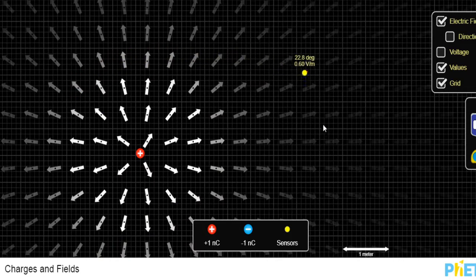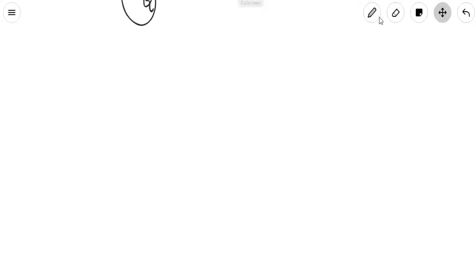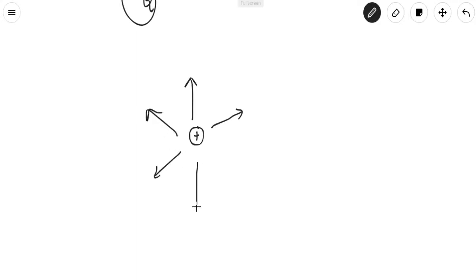Okay, now the electric field, you can see, is in the outward direction. So for our positive charge, the electric field will be outward in this direction, something like this, around our positive charge. So this is the electric field.